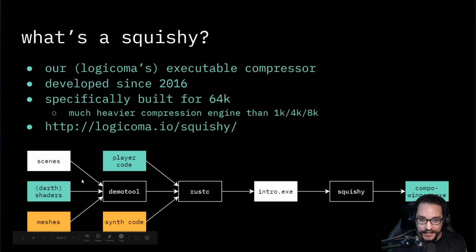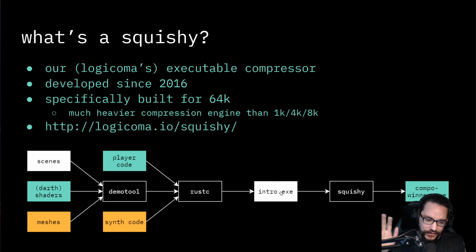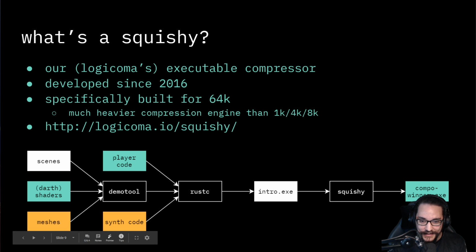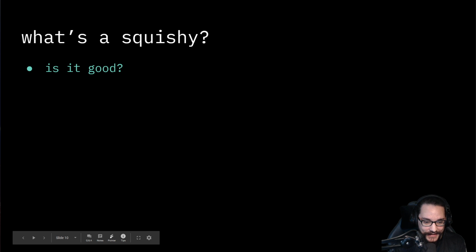So this is just a really basic high-level overview of what the 64K flow kind of looks like. We take some scenes and some shaders and some meshes. We stuff those through our demo tool and package that along with our synth code and player code. Out of that, we use Rust, so this is the Rust compiler, and out of that we get an intro executable, which is usually around a few hundred kilobytes. And then we stick that through Squishy, which is our executable compressor. And out of that, we get the actual executable, which is usually below 64K. Sometimes it's a bit more, and we have to work at that. But yeah, that's kind of the idea.